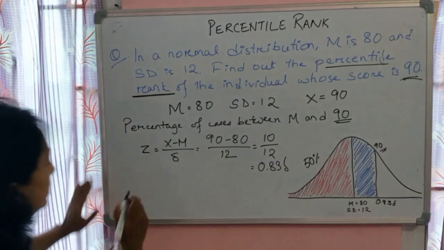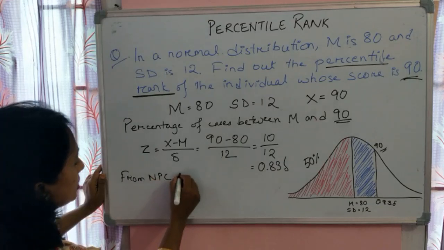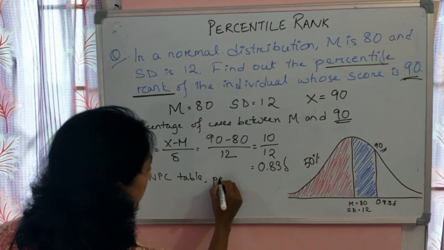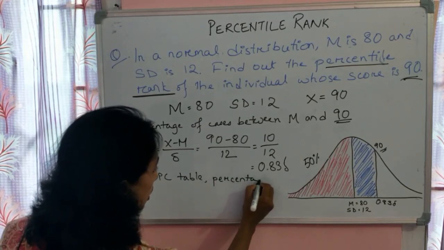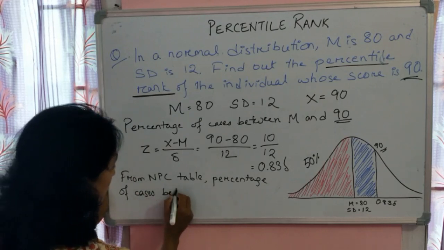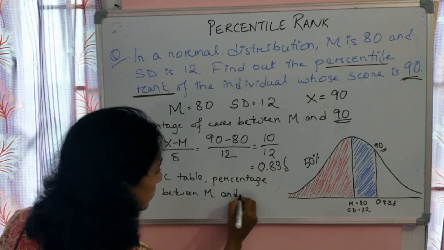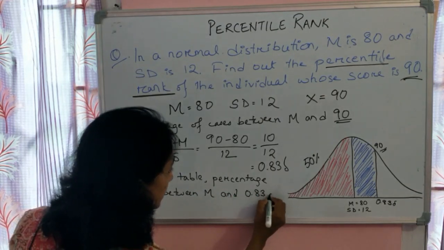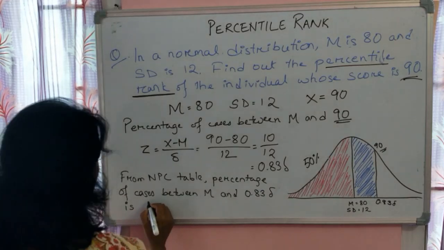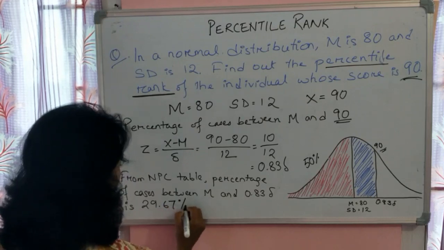Now from the NPC table, what can we find? The percentage of cases between the mean and 0.83 standard deviation. How much is it? It comes to 29.67%.